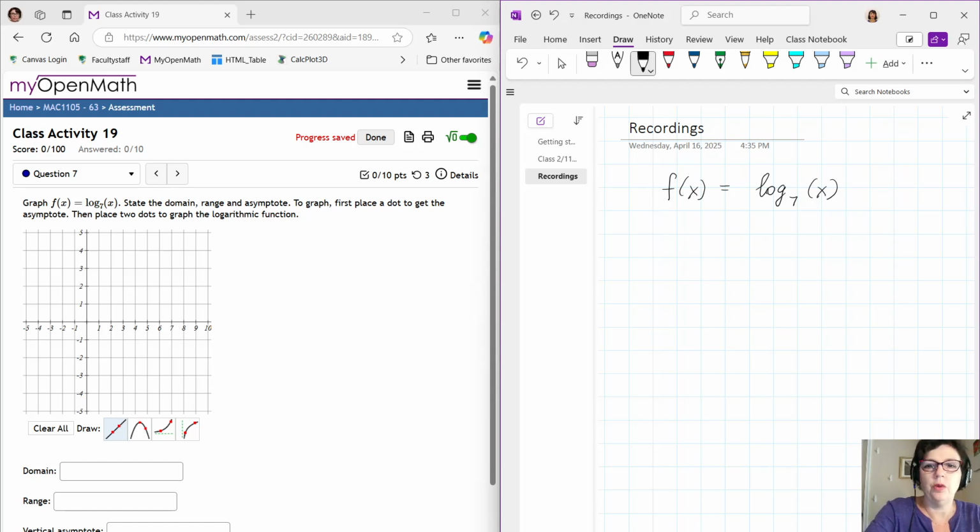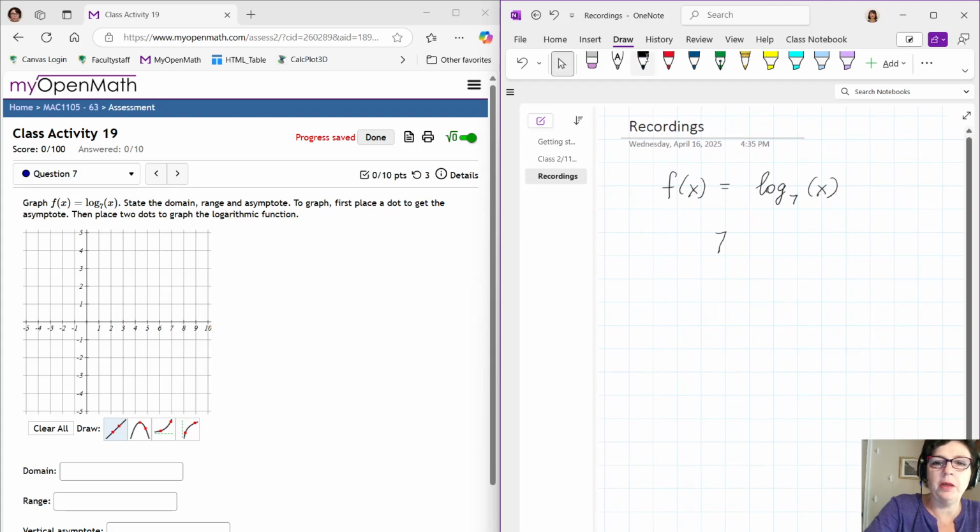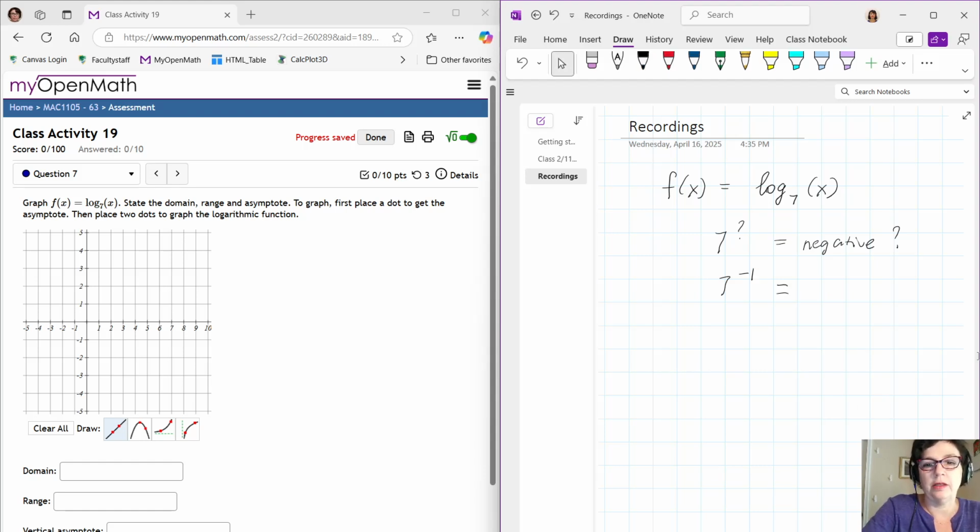So what we do know is that logs of negative numbers and 0 are undefined, because if you raise 7 to any power, you're never going to get a negative number. So can I get a negative number like that? No, impossible. For example, if you try to raise 7 to the power -1 and you think that's -7, that's not -7. That's actually 1 over 7. So any negative power here will not help you.